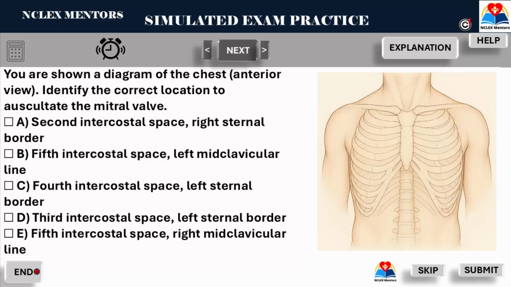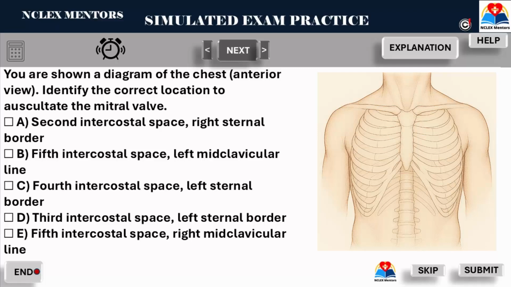Hotspot questions. Sharpen your visual and critical thinking skills. What are hotspot questions? Hotspot questions show you an image or diagram, and you need to click or identify the correct area related to the clinical scenario. These assess your ability to visually recognize anatomy, injury sites, or clinical landmarks. Example question 3. You are shown a diagram of the chest, anterior view. Identify the correct location to auscultate the mitral valve.